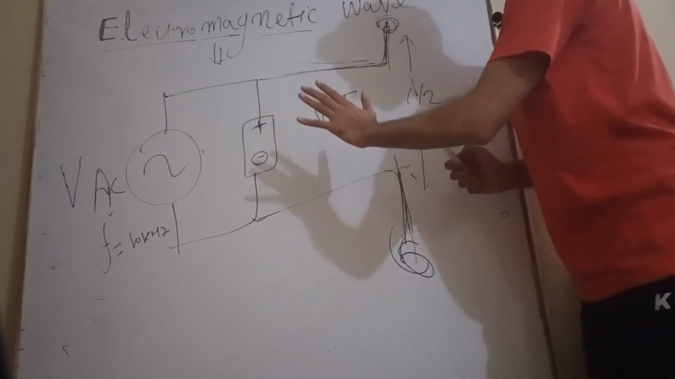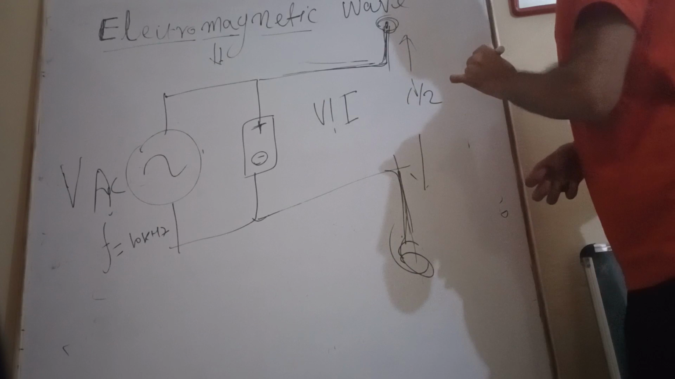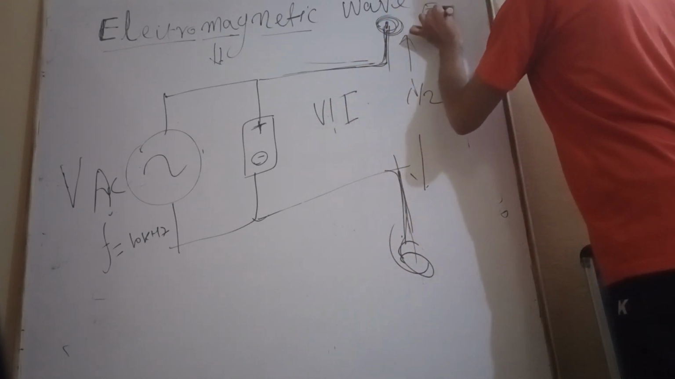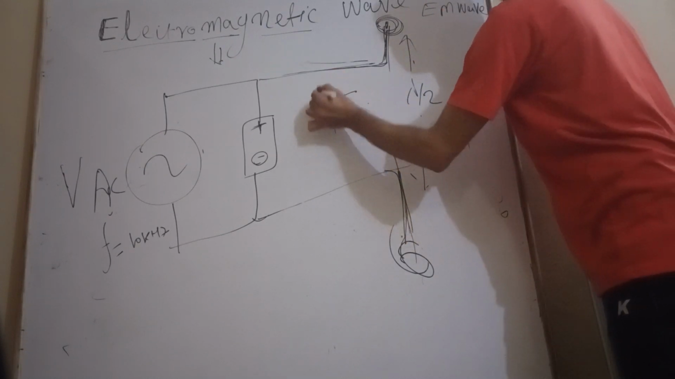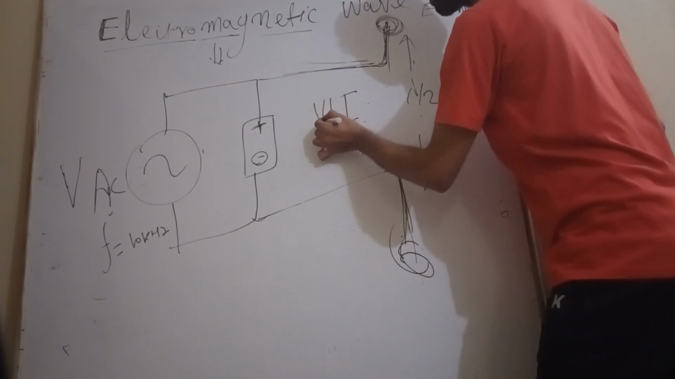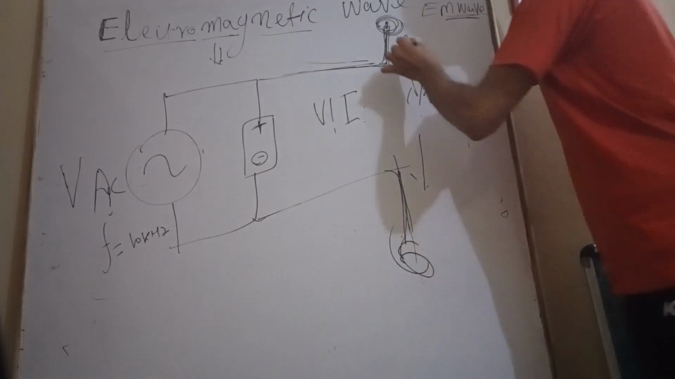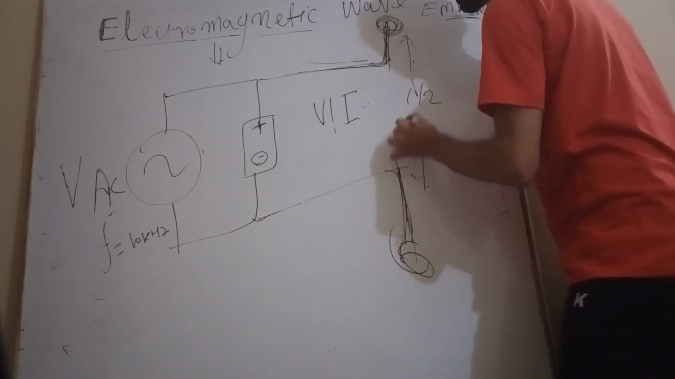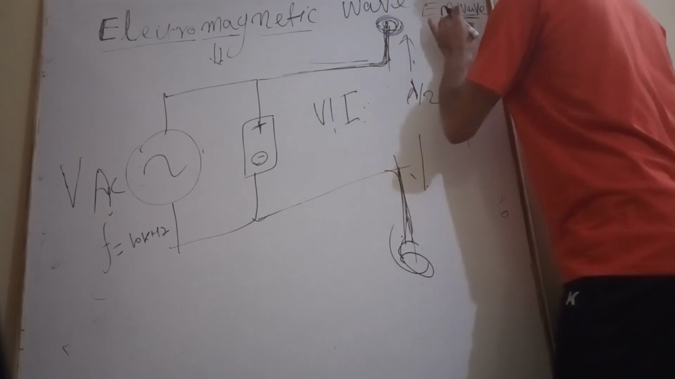This VI oscillation will get radiated throughout space in the form of EM wave. Who will convert this VI oscillation, voltage current oscillation, into the EM wave through space? This antenna. The antenna is one type of device that will convert the voltage current oscillation into EM wave.